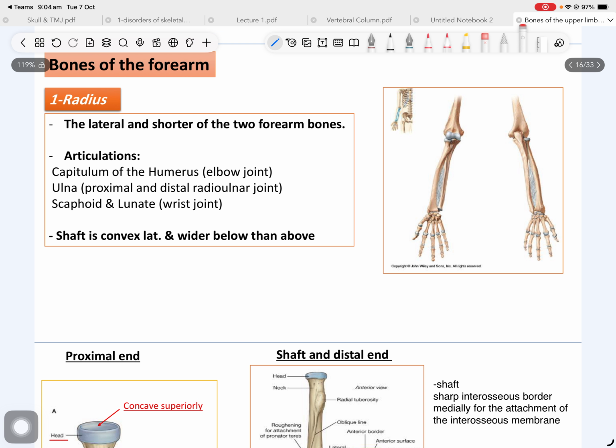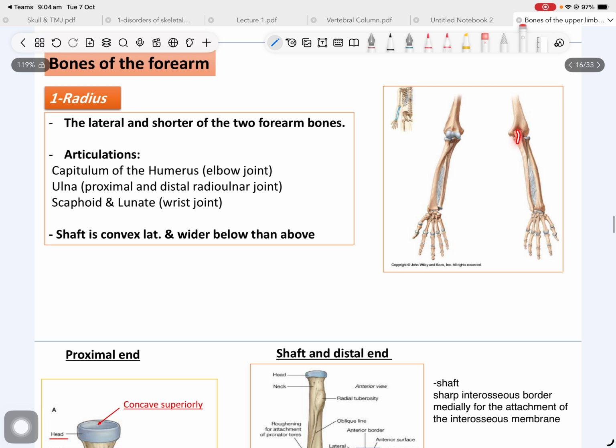So let's move to the bones of the forearm. We said we have two bones in this region. We call them the radius and the ulna. Radius is the lateral bone, while the ulna is the medial bone. Which one is longer than the other? The ulna is longer, and the radius is shorter. Okay? And it is the lateral bone.